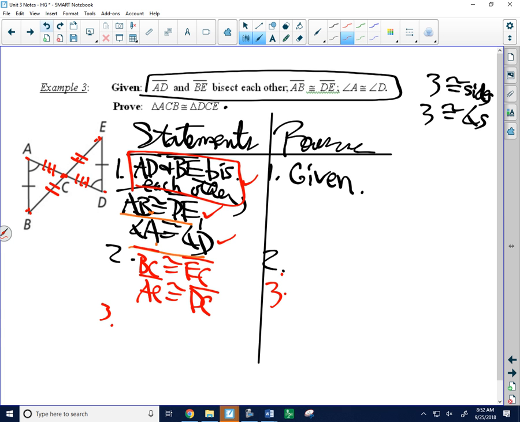So this was a vocab. This is not actually that new. This is vocab words. Bisect. So we say the reason that that was congruent and that was congruent is because of the definition of segment bisector. Because there are angle bisectors and there are segment bisectors, so we need to differentiate which one.